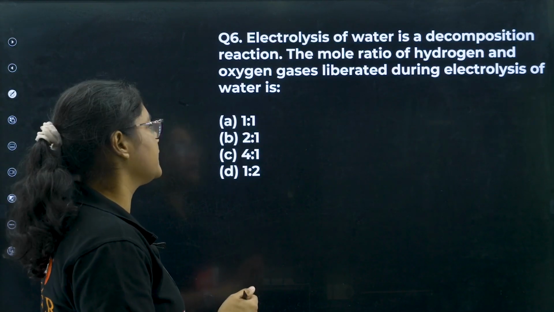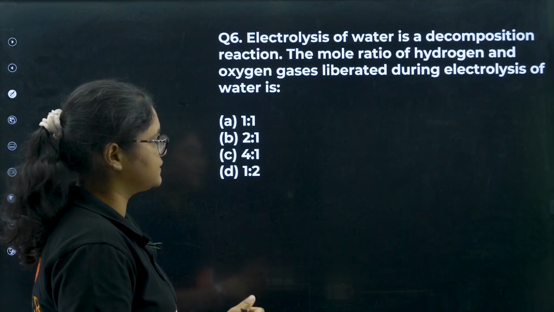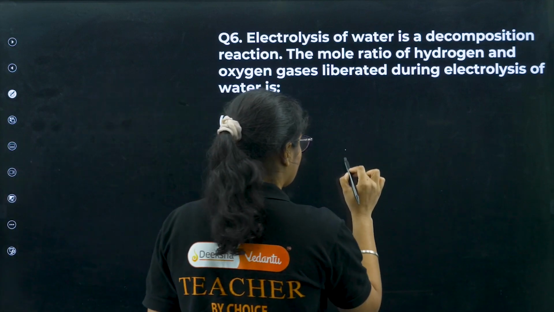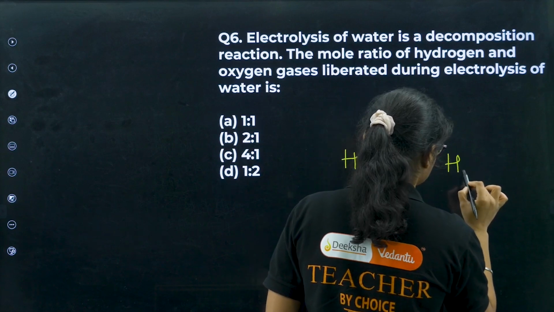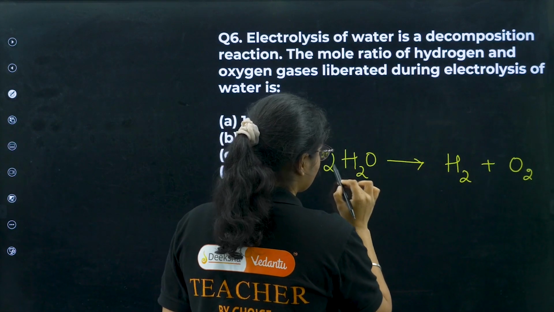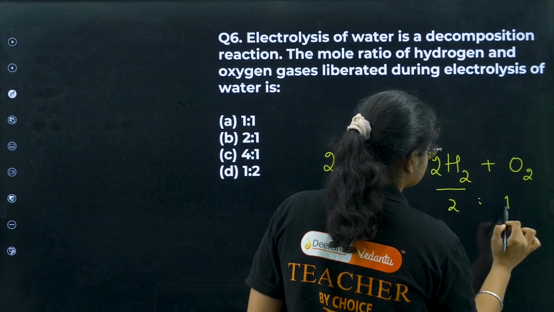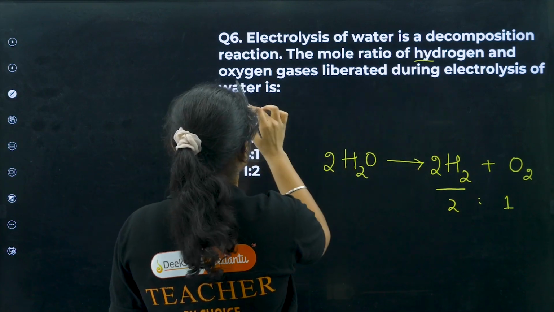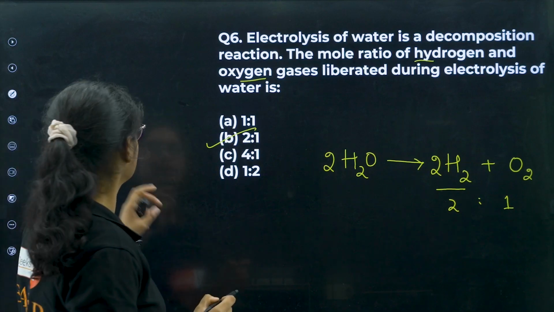Electrolysis of water is a decomposition reaction. The mole ratio of hydrogen and oxygen gases liberated during electrolysis of water is, okay. So if you have H2O, okay, it breaks to give you H2 plus O2, okay. If I want to balance it, it will be like this, okay. So H2 is 2 and oxygen is 1. So the ratio of hydrogen to oxygen, right, 2 is to 1, option number B here, okay.